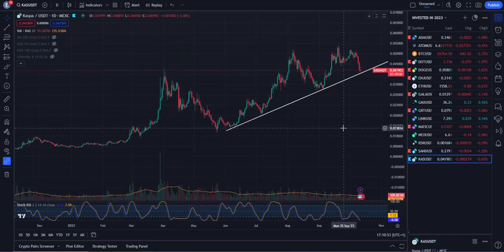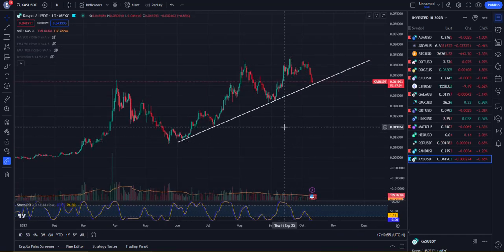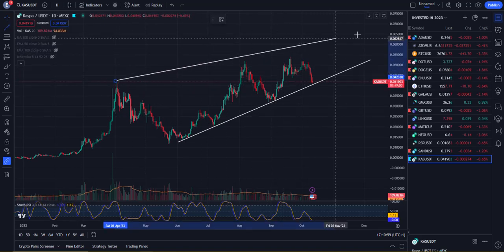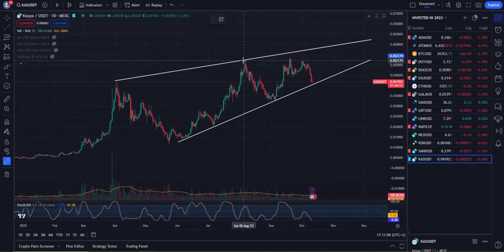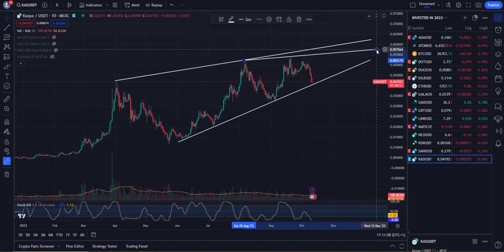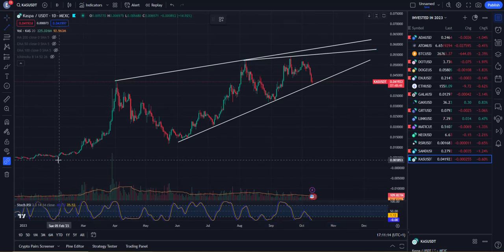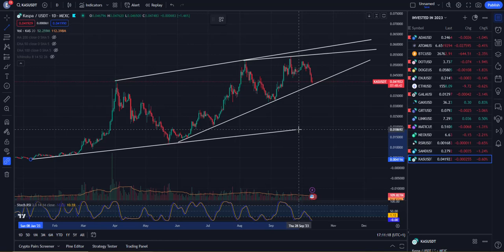So what I did do, I just put the resistance on as well. Resistance is like that. It's also kind of like that. So this is how you just get your lines up, just so you know what's going on. There's also an old one from way back here, somewhere around here, touching there.